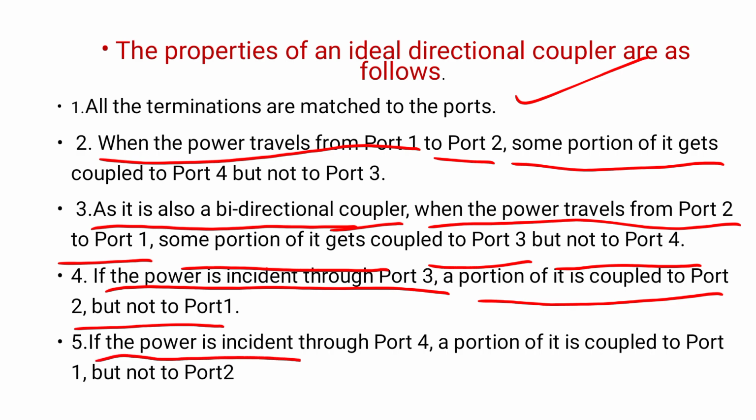If the power is incident through port 4, a portion of it gets coupled to port 1 but not port 2. Here port 4 is nothing but the forward power port. When we incident a power at port 1, port 4 is the forward power delivered port. When we incident a power at port 4, a portion of power is coupled to port 1 but not port 2. Here port 2 acts as an isolated port. Okay, and this is about the properties of an ideal directional coupler.